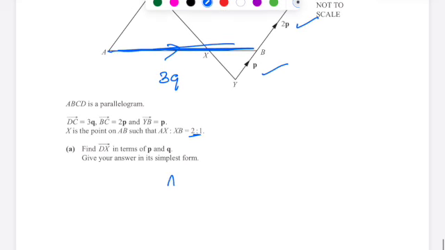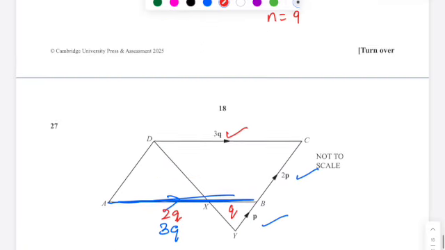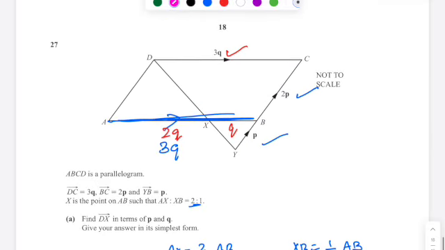So AX equals 2 upon 3 times AB, which is 2 upon 3 times 3q, which is going to be 2q. And XB is going to be 1 by 3 times AB. AB is also 3q, so which is going to be q. So this small part is 2q and this part is q. Now what am I supposed to find? I am supposed to find DX.